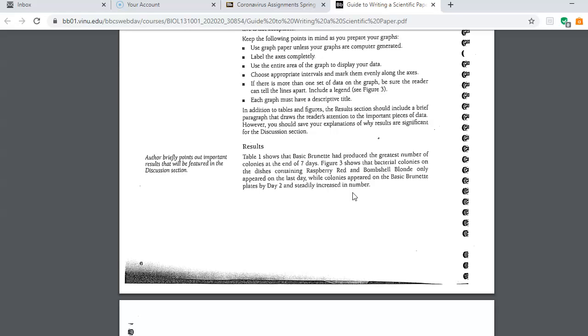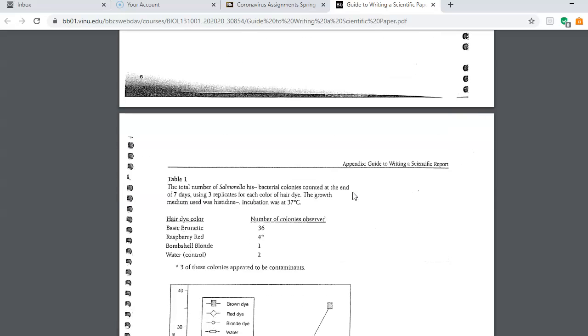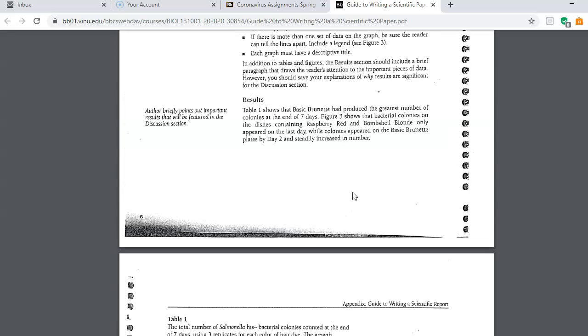It says Table 1 shows that basic brunette had produced the greatest number of colonies at the end of 7 days. Figure 3 shows that bacterial colonies on the dishes containing raspberry red and bombshell blonde only appeared on the last day, while colonies appeared on the basic brunette plates by day 2 and steadily increased in number. So you are just noting what you're seeing in the data. You're not offering any explanation for why you might see this, because that information is going to be the discussion section, which is going to be our topic for next week.